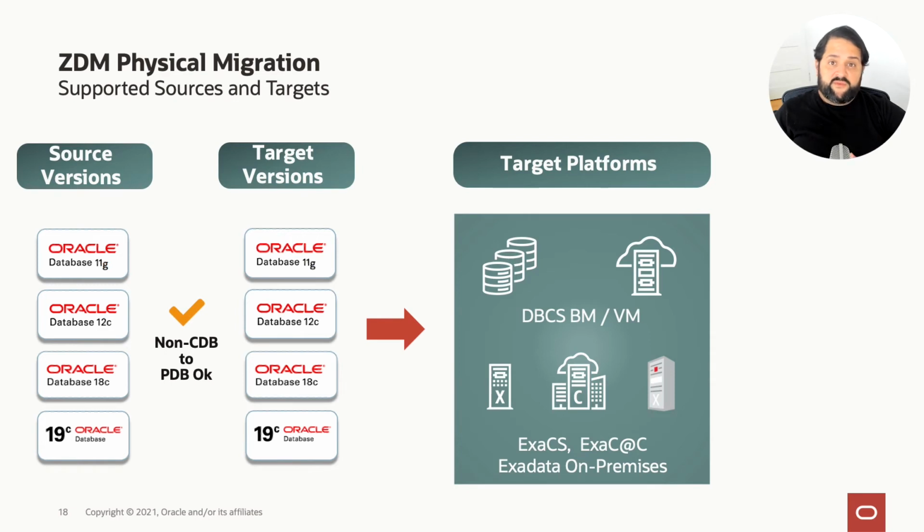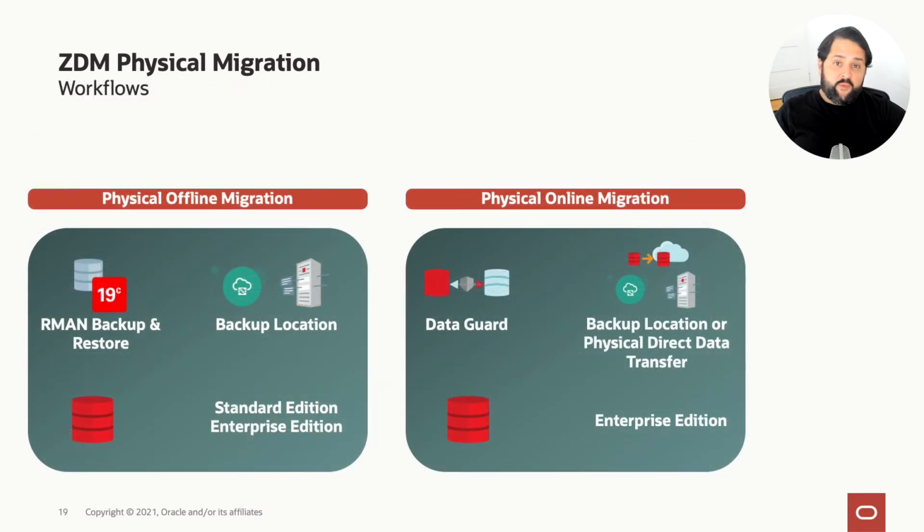For target platforms with physical migration, we have Database Cloud Service in its flavors, Exadata Cloud Service, Exadata Cloud at Customer, and Exadata on premises. So if you're doing hardware refresh projects with Exadata, moving to newer Exadatas, then ZDM is a great way to move your existing workloads to those new Exadatas. We have two ways of working, either physical offline migration, which is a supported method for Standard Edition databases, because what we do is an RMAN backup and restore methodology in which we transfer the backups to a backup location, then instantiate a target database and perform the switchover for you.